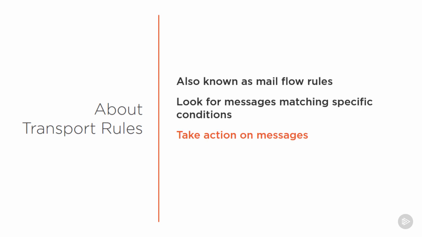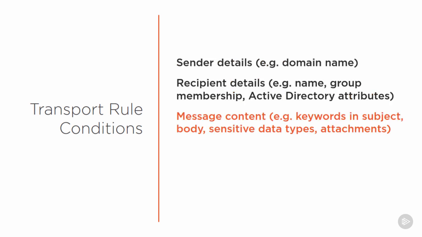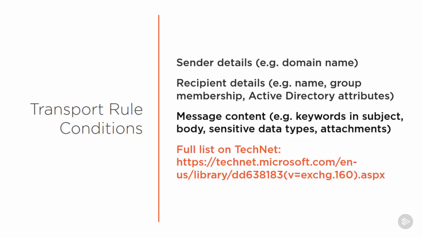Transport rules are configured for an organization, but will only apply to messages that match the rule's specific conditions. Transport rule conditions cover a broad range of message characteristics. Transport rules can look for messages based on the sender details, the recipient details, the message contents, and if you want to see the full set of conditions, that's available on TechNet, and it is well worth reading because it gives you a lot of ideas about ways that you can apply transport rules in your own organization.